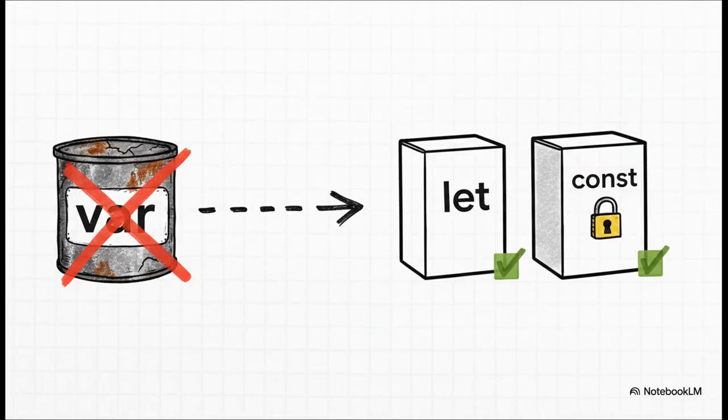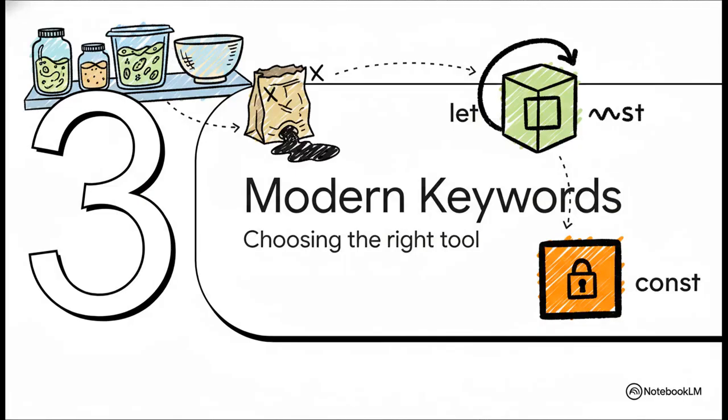Now, to make these containers in JavaScript, we use a few special keywords. For a long time, var was the only game in town, but it had some weird quirks that could lead to some really nasty bugs. So today, we've got two much better, much more predictable options, let and const, and we're going to focus on those. You know, when you're organizing your kitchen, you choose the right container, right? You're not going to store soup in a paper bag. The same exact logic applies here.